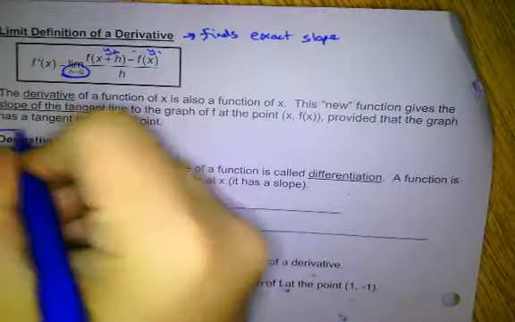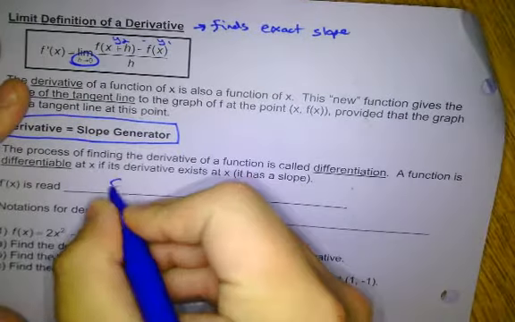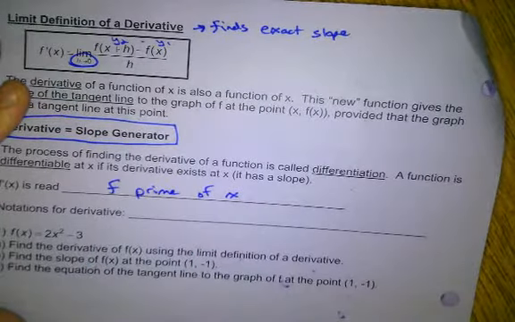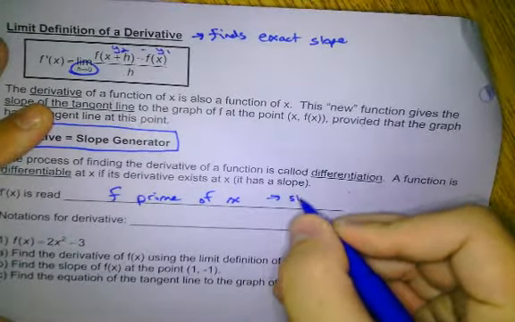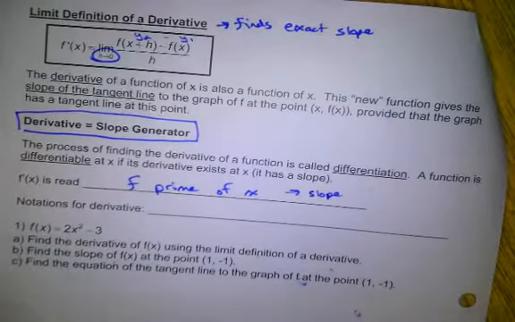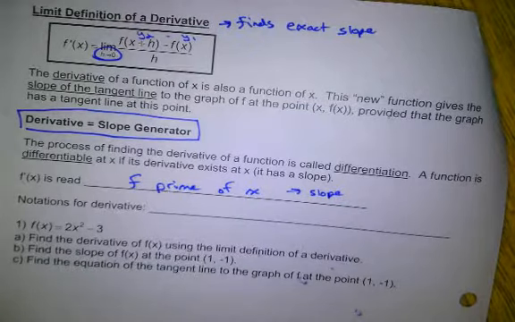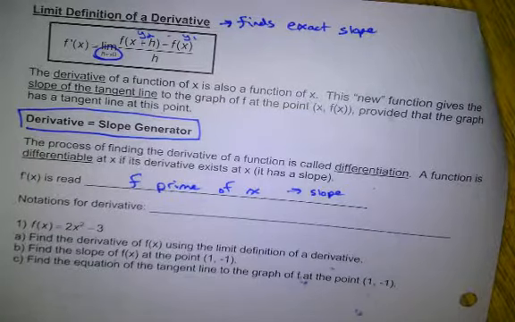Alright? So the derivative, again, is the slope generator. We want to find the derivative to find the exact slope. Let's go a little bit of notation now. So the notation, f prime, have you ever seen that? It says f prime of x. That means slope. That means rate of change. Those are the exact same things. Rate of change, slope, differentiation, that's the big calculus word we'd use. That means slope too.